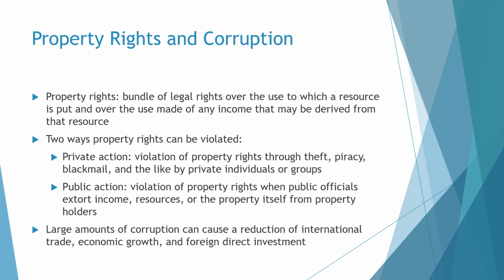Let's move on to the topic of property rights. Property rights refers to a bundle of legal rights over the use to which a resource is put and over the use made of any income that may be derived from that resource. There are two ways in which property rights can be violated. First is through private action, which is the violation of property rights through theft, piracy, blackmail, and the like by private individuals or groups. Next is through public action, which is the violation of property rights when public officials, such as politicians, extort income, resources, or the property itself from property holders. High levels of corruption can cause a reduction of international trade, economic growth, and foreign direct investment.